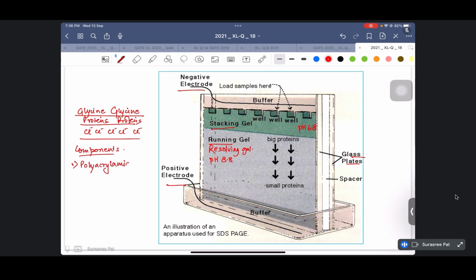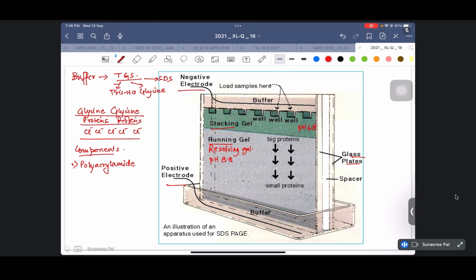No, glycine comes from the buffer. I will mention it here also. The buffer is called TGS. What are the components? Tris HCl, glycine and SDS. It's called a TGS buffer. So glycine comes from the buffer; we do not put glycine in the gel itself.